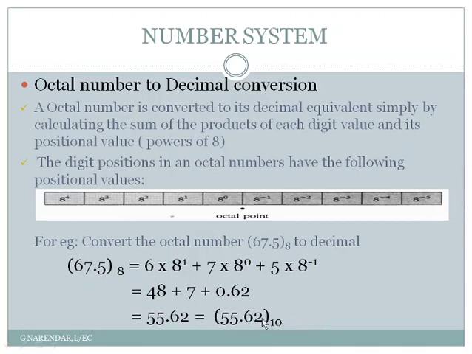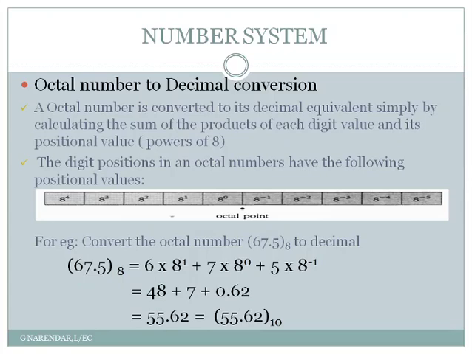So 55.62 is the equivalent decimal number of the octal 67.5. Or I can say, when octal number 67.5 is converted to decimal, the result is 55.62. So it's very similar, the same procedure we did for binary to decimal conversion, except the position values, which are powers of 8 here.